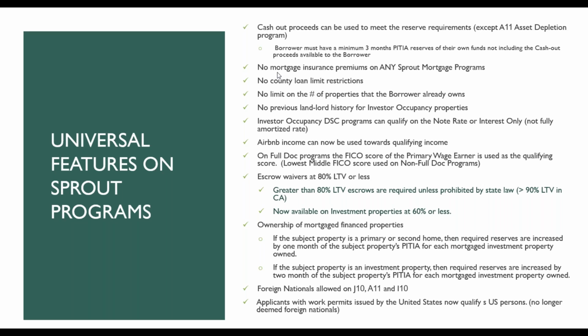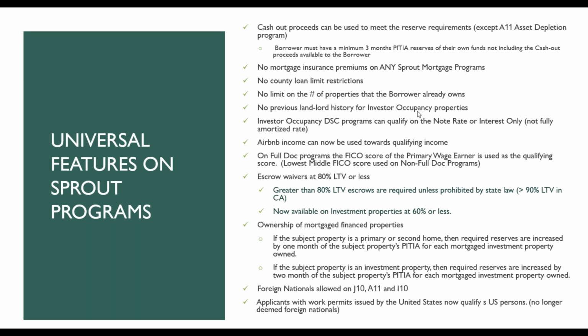Of course, there's no mortgage insurance on anything, and we do not have county loan limits. So you don't have to look for, say, agency or high balance or any kind of designation with our loan amounts. They're either $100,000 up to $4 million. It doesn't matter where you fall. We do not have limits on the number of properties your borrower owns. So that's a very powerful tool.